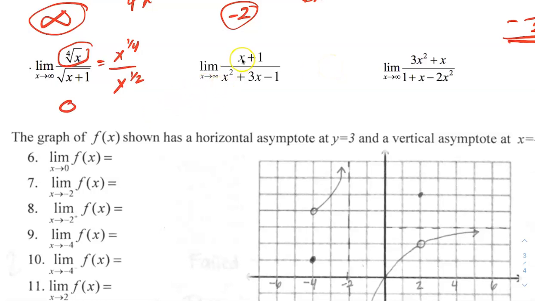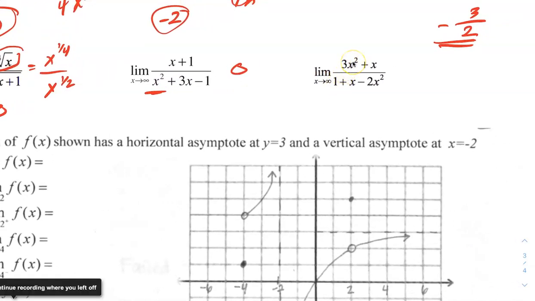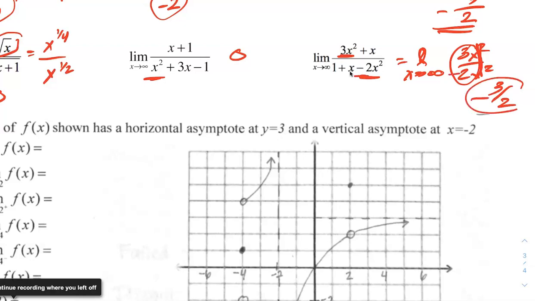Next one. Same thing. Bottom wins again. This is my favorite. 0. So that's what I'm going to watch out for. Don't make the same mistake I almost made earlier. Look at the highest powers. So in this case, it's this guy and this guy. So we get a ratio again. So we're going to take the limit as x approaches infinity of 3x squared over 2x squared. Those are the same power, so you just look at the coefficients. So 3 halves. Negative 3 halves. So I'm going to go for the negative there. So there's the answer.